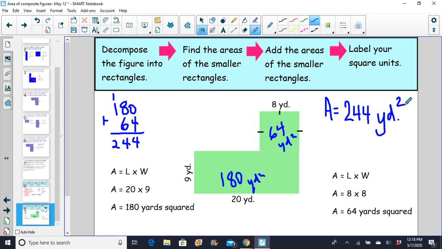I encourage you, if you need a little more practice with this, just go back over the last couple of problems again, and then try your hand at the exit ticket for today's math lesson.